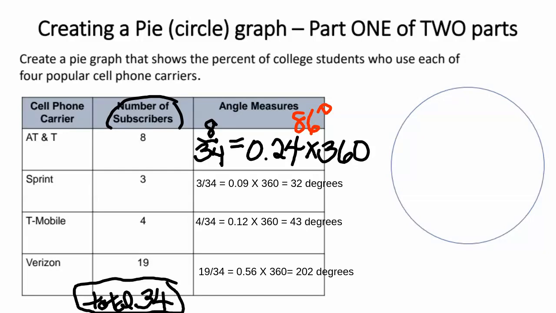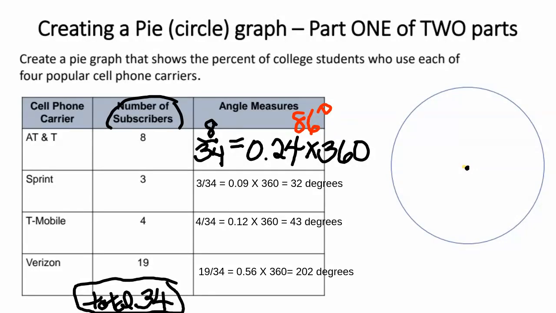Okay. Now, we have all the answers. Now we have to draw the graph. Well, this is where the fun part comes in. Okay. We have a center. And that center has a little black dot. Okay.